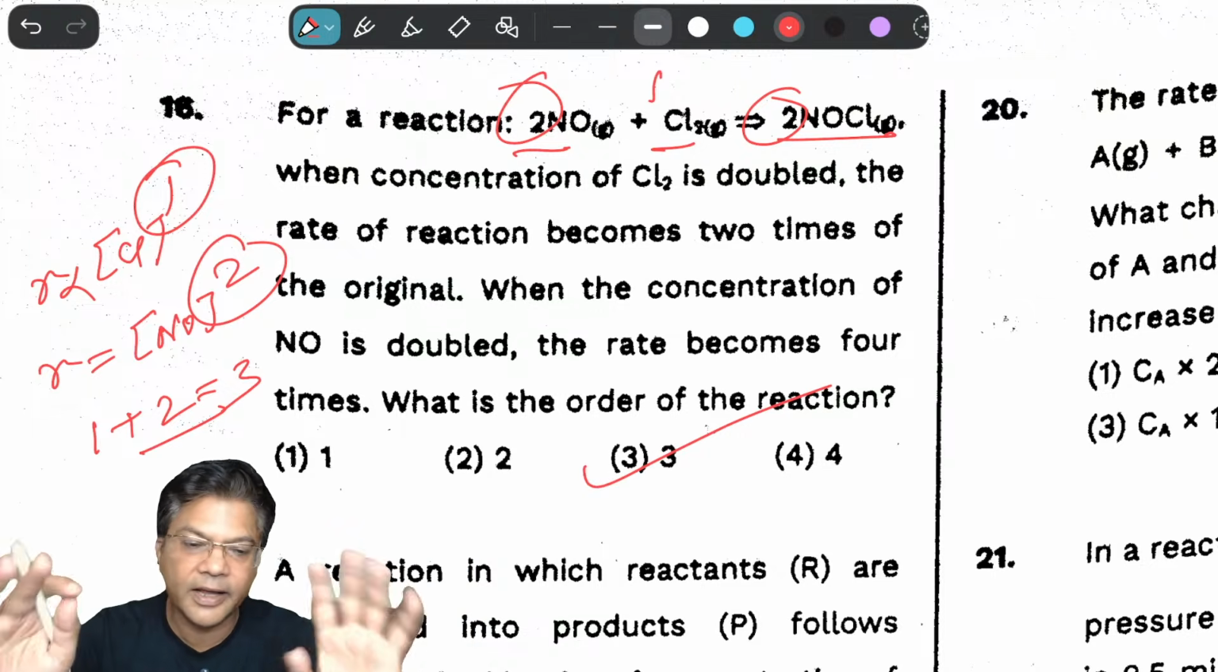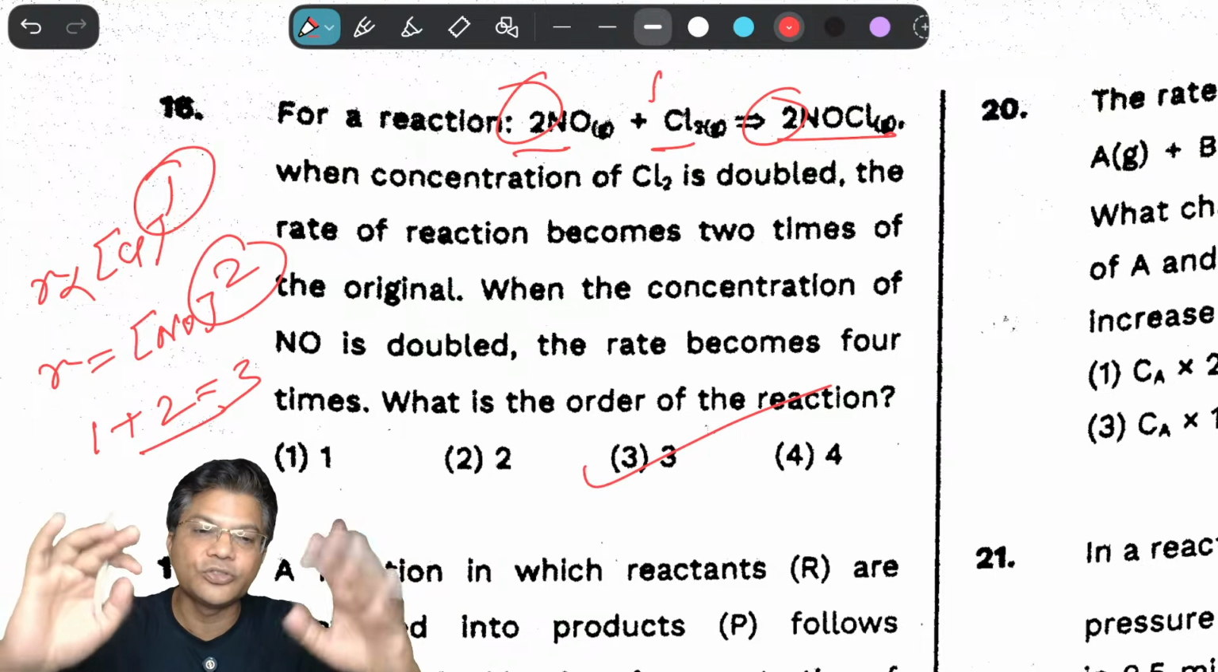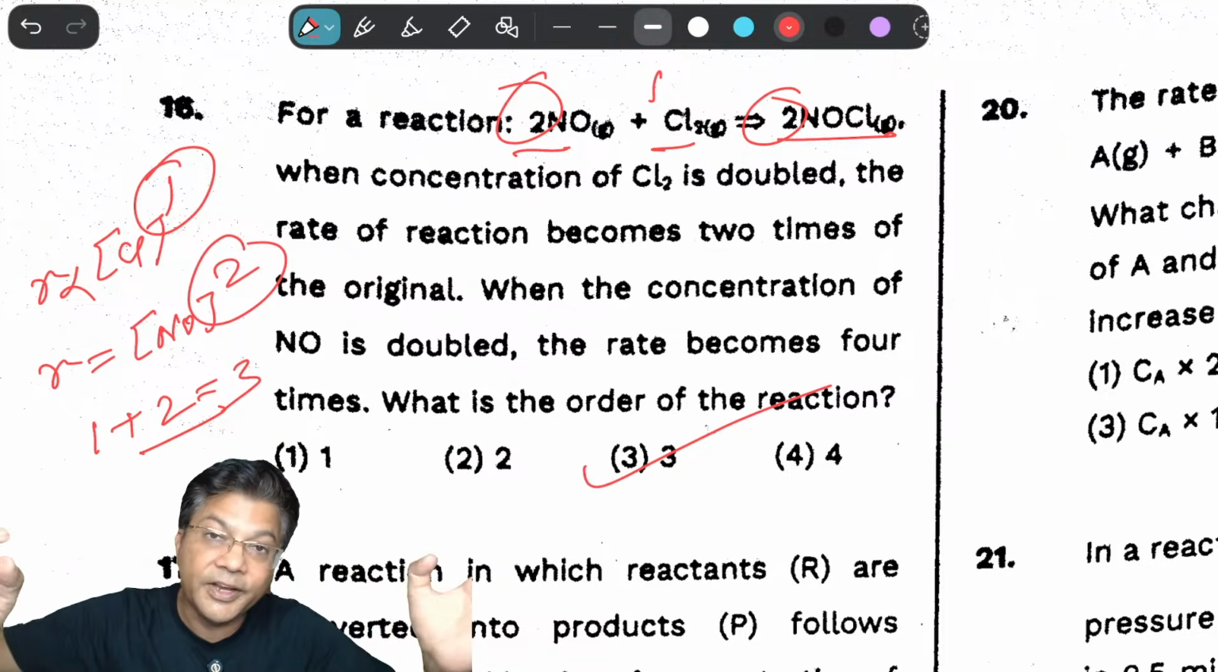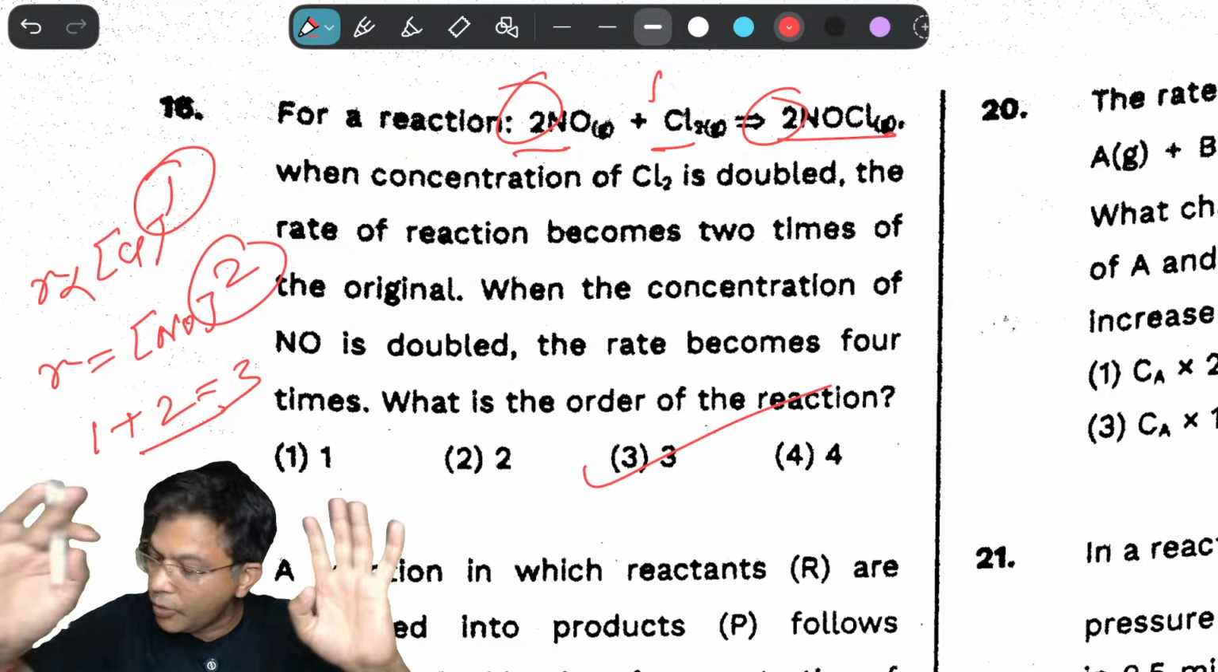I have to tell you once again, have you seen that these questions look very scary, look very big, but they are very simple once you understand.